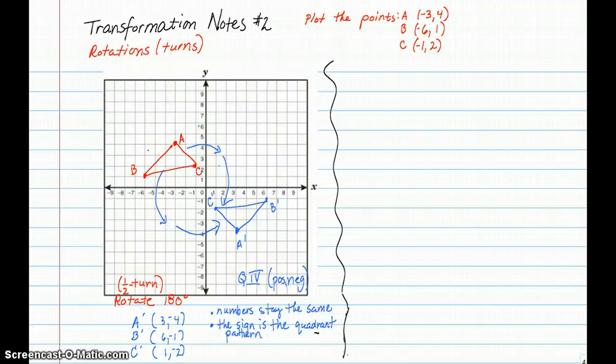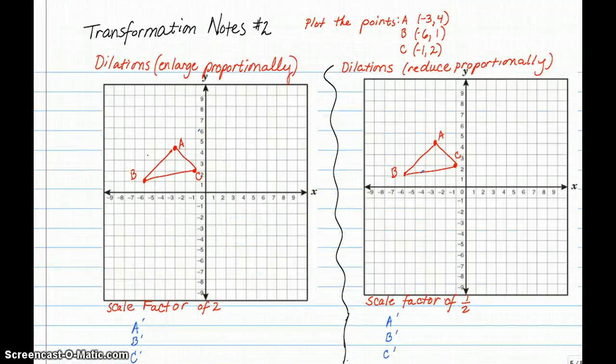Okay, next we're moving on to dilations. Dilations are where you enlarge proportionally or you reduce proportionally. So we have the same figure, negative 3, 4, negative 6, 1, and negative 1, 2. We're going to start by increasing the size by a scale factor of 2. So this is going to enlarge it proportionally. It's going to be 2 times larger.